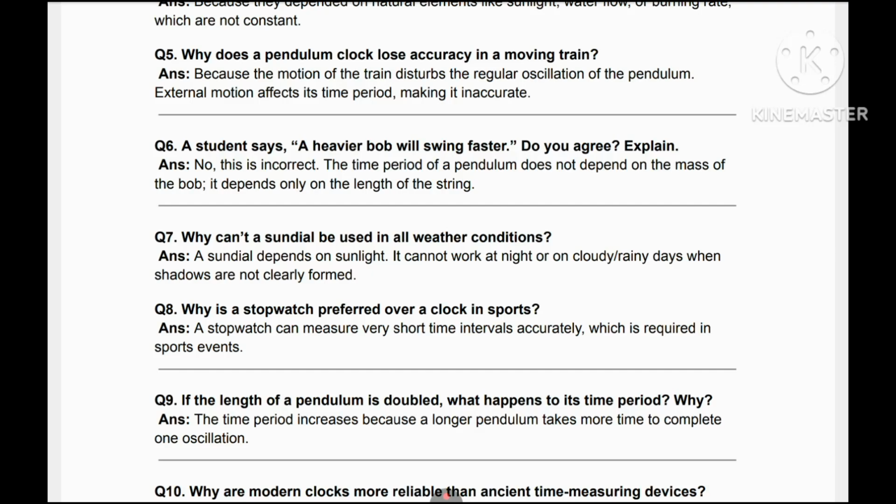A student says a heavier bob will swing faster. Do you agree? Explain. No, this is incorrect. The time period of a pendulum does not depend on the mass of the bob, it depends only on the length of the string. Why can't a sundial be used in all weather conditions? A sundial depends on sunlight. It cannot work at night or on cloudy or rainy days when shadows are not clearly formed.